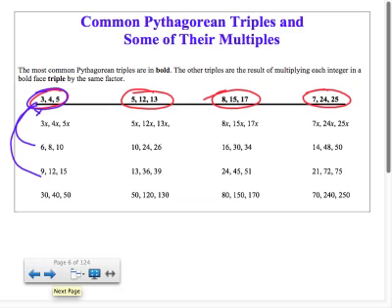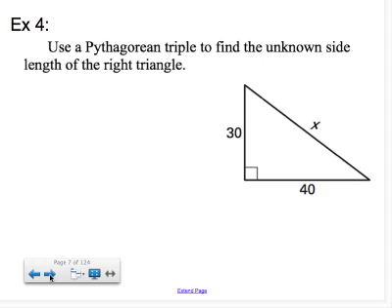I'll be honest, the two big ones, you should know the first one and the second one. You should know 3, 4, 5, and you should also know 5, 12, 13. The other ones are a little bit more obscure. And again, you don't necessarily have to know these Pythagorean triples. You can always just use the Pythagorean theorem, but sometimes they help.